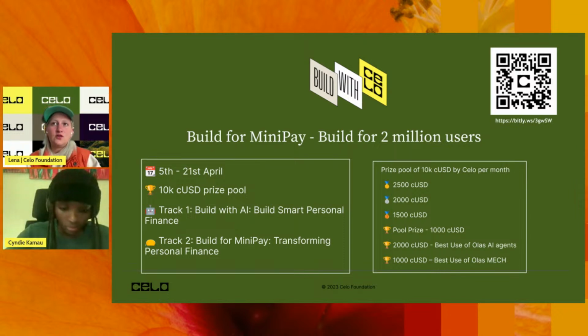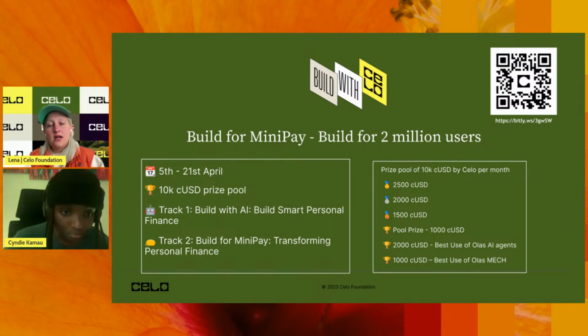First prize will get 2.5K CUSD, second prize 2K CUSD, and the third one 1.5K CUSD. We have a pool prize of 1000 CUSD. So all the projects that submit an eligible project will receive part of that prize pool. And then for the OLAS prizes, we have 2K for the project with the best integration of an OLAS agent, and 1K for the best project integrating OLAS MEC, which means the AI toolings provided by OLAS.